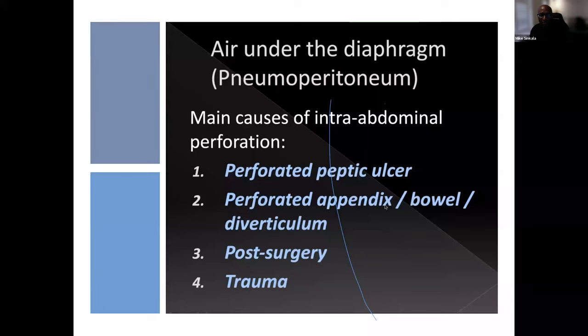So the causes for a pneumoperitoneum would largely be a perforated peptic ulcer. It could be a perforated appendix or bowel or diverticulum. It could be post-surgical or traumatic causes. So everything I've spoken about can cause those. If the request card lacks any of these things in the clinical history, over here we tend to reject those x-rays. It will be rejected and then returned back to the referrer.